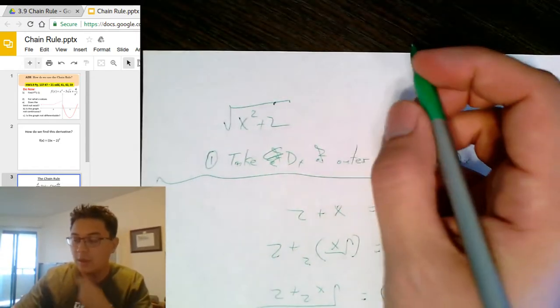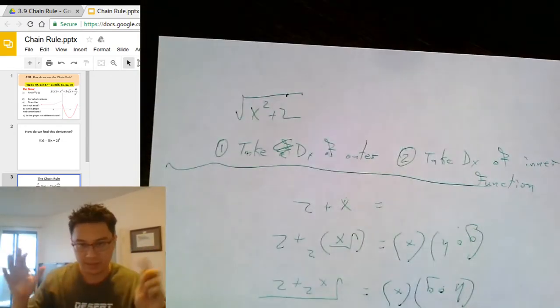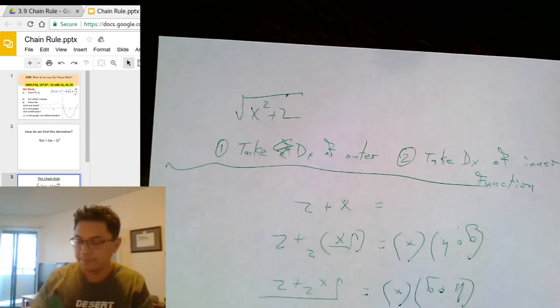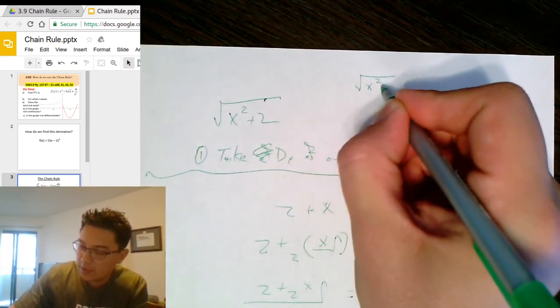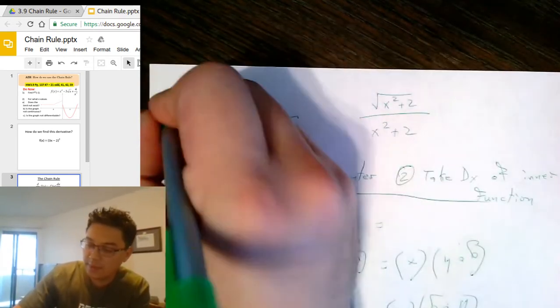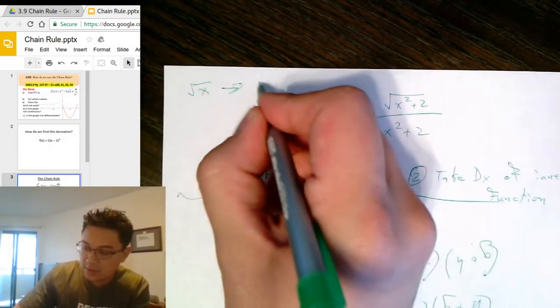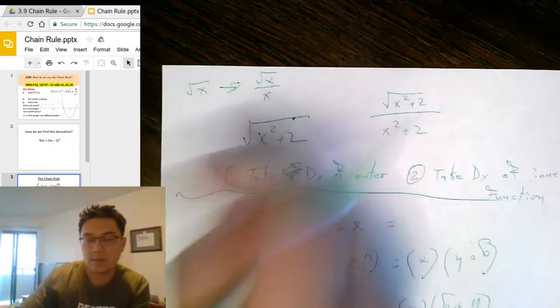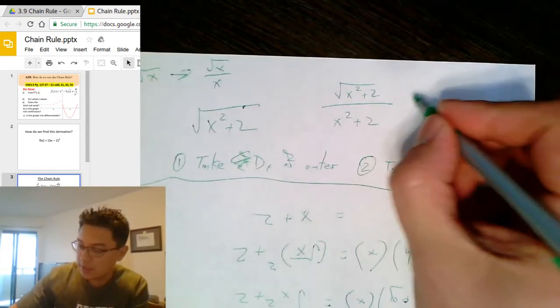we just pretend that x squared plus 2 is just like z or something. It's just some random value. So this is going to be the square root of x squared plus 2 all over x squared plus 2. Because if you remember, the derivative of the square root of x just turns into the square root of x over x. If you guys don't remember that, go work it out really quick using the power rule. You'll see that's what it works out to.